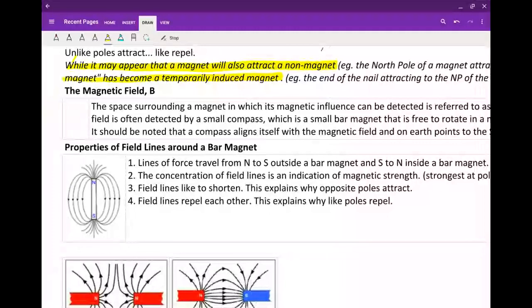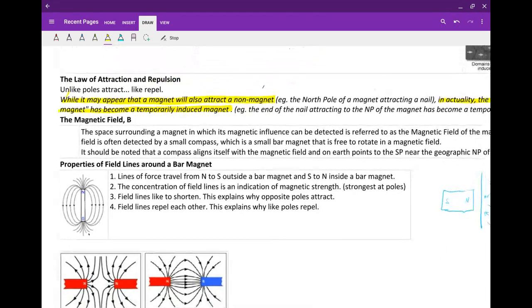So the properties of field lines around a bar magnet. Here we've got a bar magnet. It's labeled north, and here it's south. Basically, what's going on here is it will have its own little magnetic field, so it'll be north and south. Around a permanent bar magnet, the field lines run from the north towards the south. Okay.